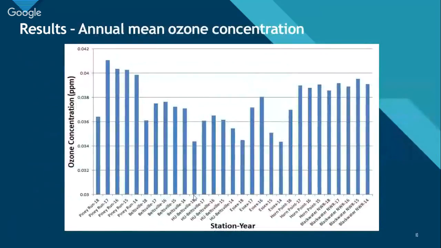And that can be seen on this figure here. This is a plot that shows the geometric mean ozone concentrations measured for each station for each year throughout the state. Down here at the bottom, the stations are organized from west to east in the state. So Piney Run is in western Maryland, and then the Blackwater National Wildlife Refuge is on the eastern shore of Maryland. So you have more rural on the left side of the plot, and more rural on the right side of the plot, and then the higher populated areas are in the center.